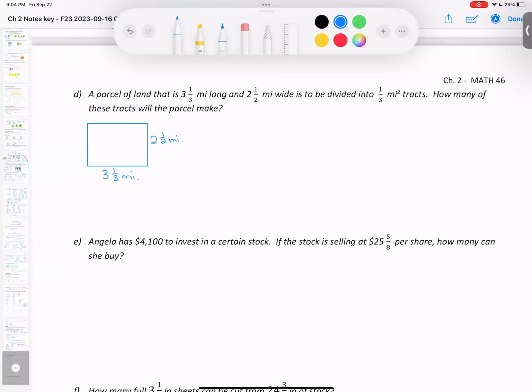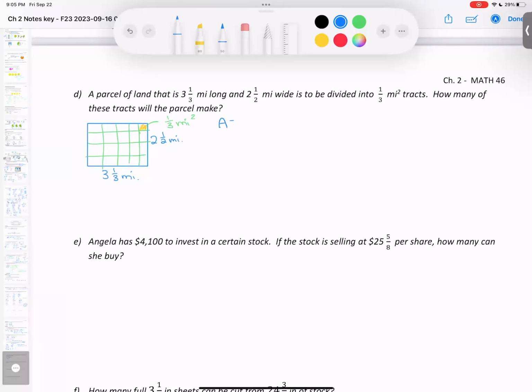Okay, and we want to divide it into 1/3 square mile tracts. So we're going to subdivide this piece of land so that each of our smaller pieces is going to be 1/3 of a mile squared. Okay, so like one of these here. We want to know how many of these tracts the parcel will make. So we want to take the total area and then divide it by the area of each of our subdivided parcels. So first thing we need to do is actually calculate the area of our larger piece of land.